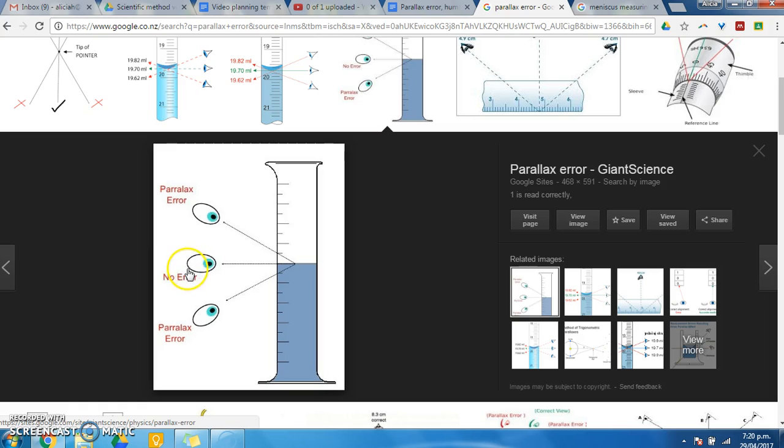If you crouched down or held the measuring cylinder up so that it was at your eye level, you'd be looking straight on to the measurement, and that would give you no error and the accurate reading. So parallax error means to look from above or from below at something, and we don't want to do that. We want to look from eye level.